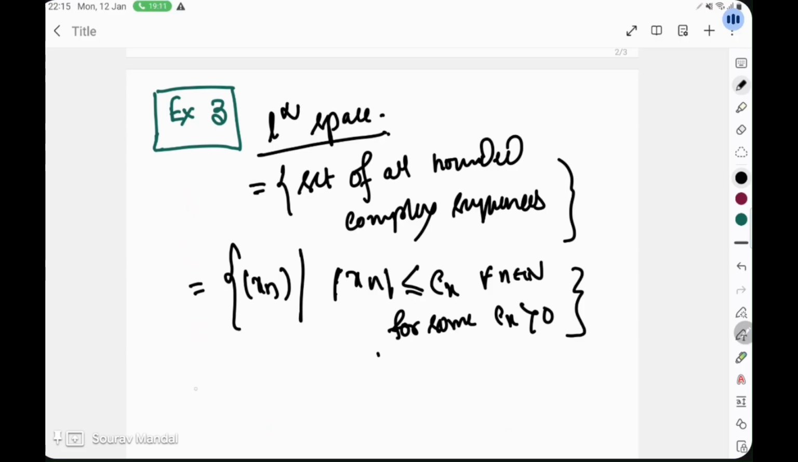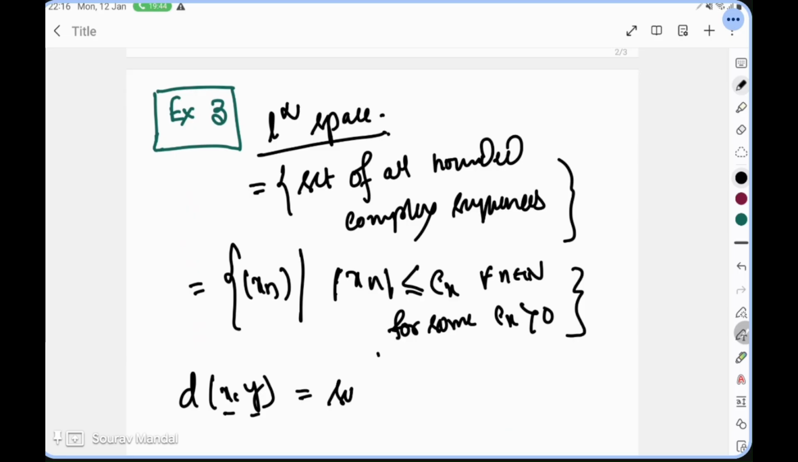Okay. So in this space, I am defining some metric. Each element of L infinity is a bounded sequence. So how can you define a metric? Suppose you are considering two sequences x and y from L infinity. In that case, take the supremum over all such terms, the sup metric.